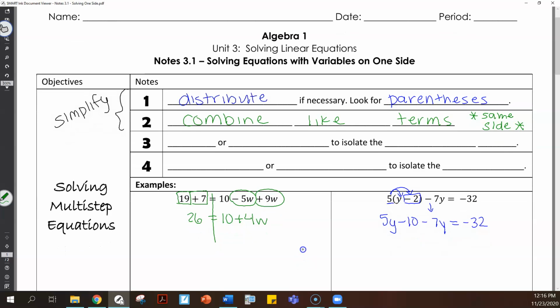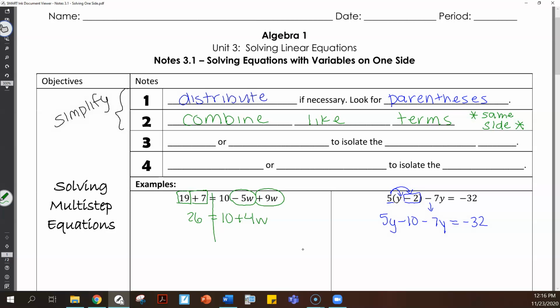So I'm looking at my second example. I'm going to combine the terms that are the same. -32 is all by itself on this side, so there's nothing I can simplify over there. There's nothing to combine with. Okay. My 5y does have something I can combine with. I can combine with that -7y. Okay. 5 plus -7 gives me -2y. And then my -10 doesn't have any other plain old numbers, so it's just going to come down. So I've got -2y minus 10 equals -32 for this one. I've got 26 equals 10 plus 4w.